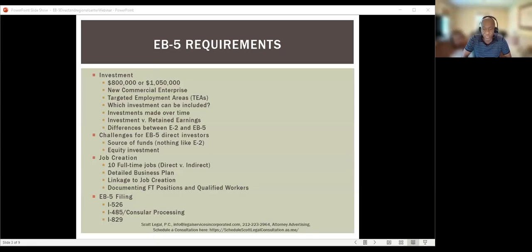And that was yet another change in March. Before March, you only had to account for where the money came from related to the investment, but now you actually have to account for where the money came from related to the investment and the administrative fees.